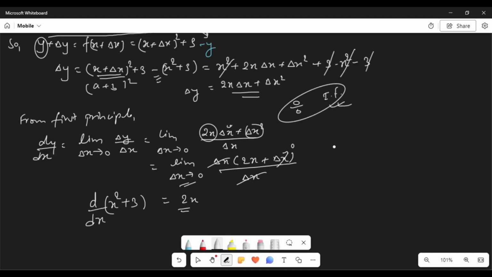So let's say we want to calculate the derivative at a point x equals 1. We put x equals 1 here. That is, dy by dx at x equals 1 will be 2 times 1, equals 2. So if I want to calculate it at x equals 2, we'll put 2 here.